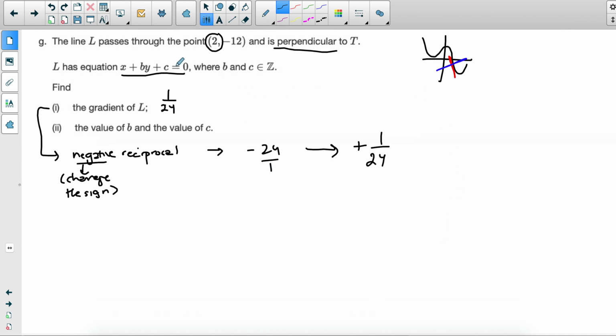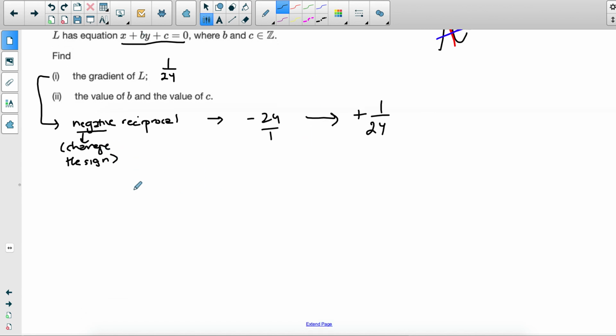Now to find the value of b and c, basically you're trying to find the equation, you're going to rearrange it, and then whatever you get for b and c will be your answers. So it's not something magical you'll have to do. It's basically just write the equation of the line. I'm going to go through 2 methods, and that will be the end of this really long video.